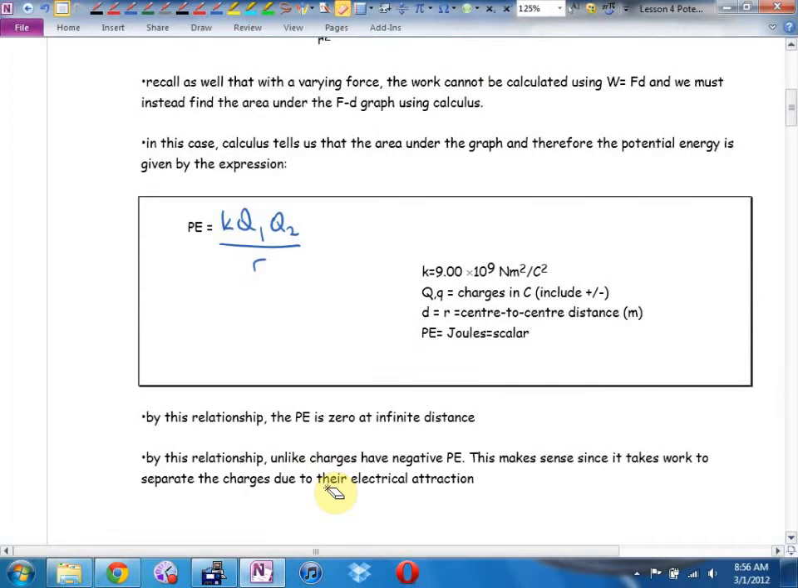And here's what we're going to say. If you put a negative and a positive in there, unlike charges would have negative times positive, that will give you a negative potential energy, which means it wants to fall down. This makes sense because it takes work to separate the charges due to their electrical attraction.